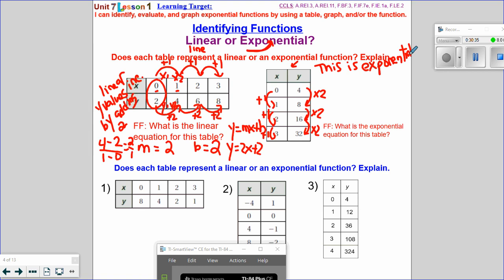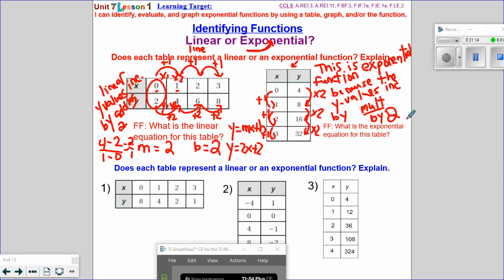All right. This is an exponential function because the y values increase by multiplying by 2. This thing is so slow.